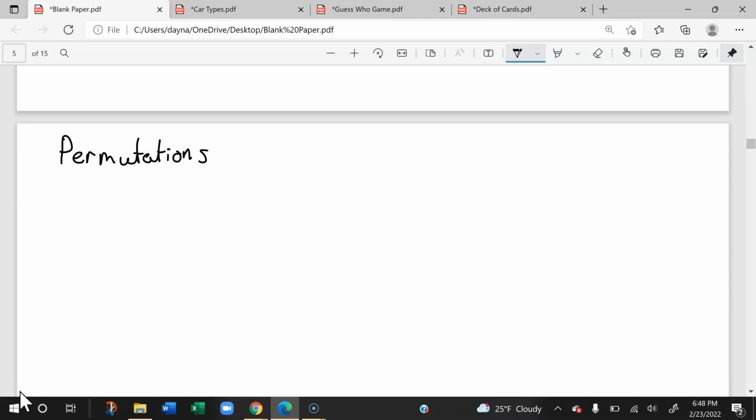So let's just think about, we're going to have 5 members on a committee, and we want to select a president and a vice president. So we're selecting 2 people, and the first person selected is going to be president, the second person is going to be vice president. So this is where order would matter.